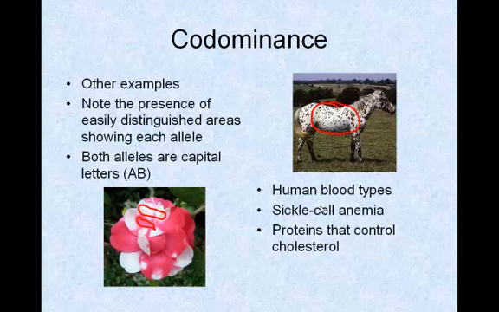We see it in a disease called sickle cell anemia, where a person who carries just one sickle cell trait makes normal blood cells and blood cells that are shaped wrong. And also the proteins that control our cholesterol are codominant.